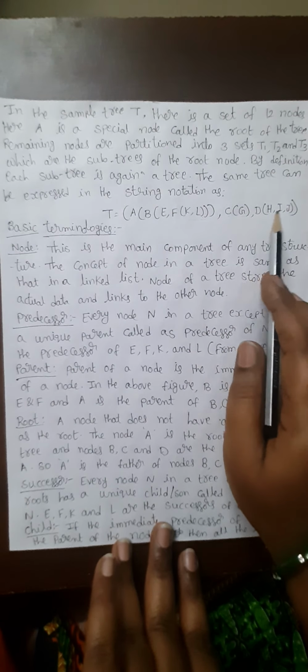And in these trees, we can see some basic terminologies that we are using. The first terminology is node. Already we have seen that each and every element that we have defined under this subtree or tree is called a node. What is meant by a node is that this is the main component of any tree structure. The concept of a node in a tree is the same as in a linked list. How we defined the elements in the linked list, here also we link one element to another element in this tree. Here, the node of a tree will store the actual data, and it will link to other nodes. That is about the node.